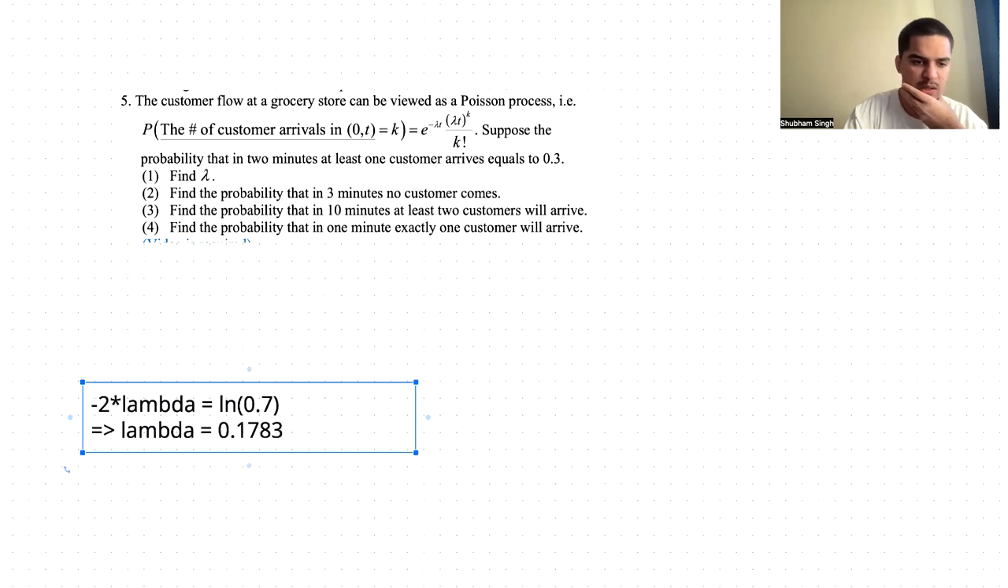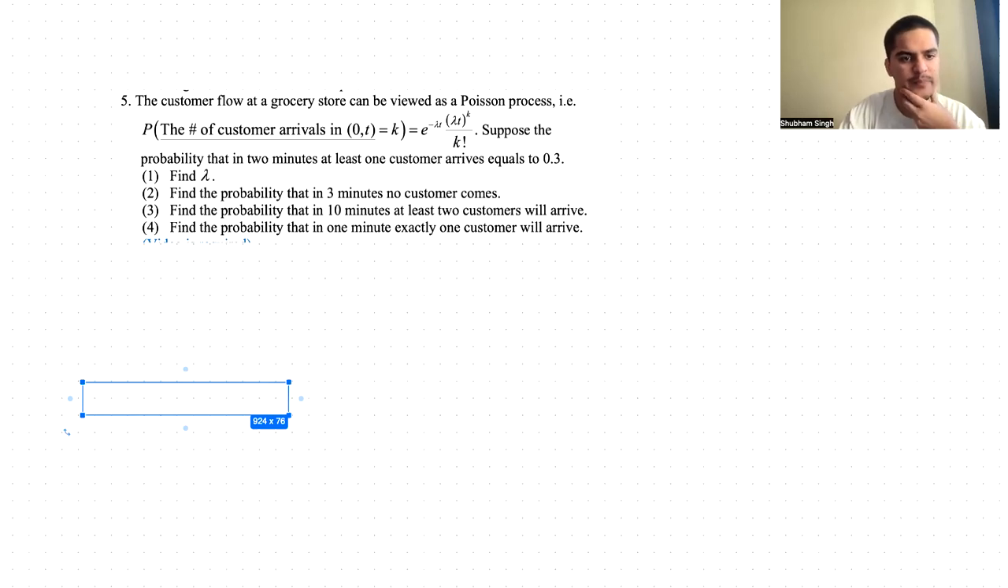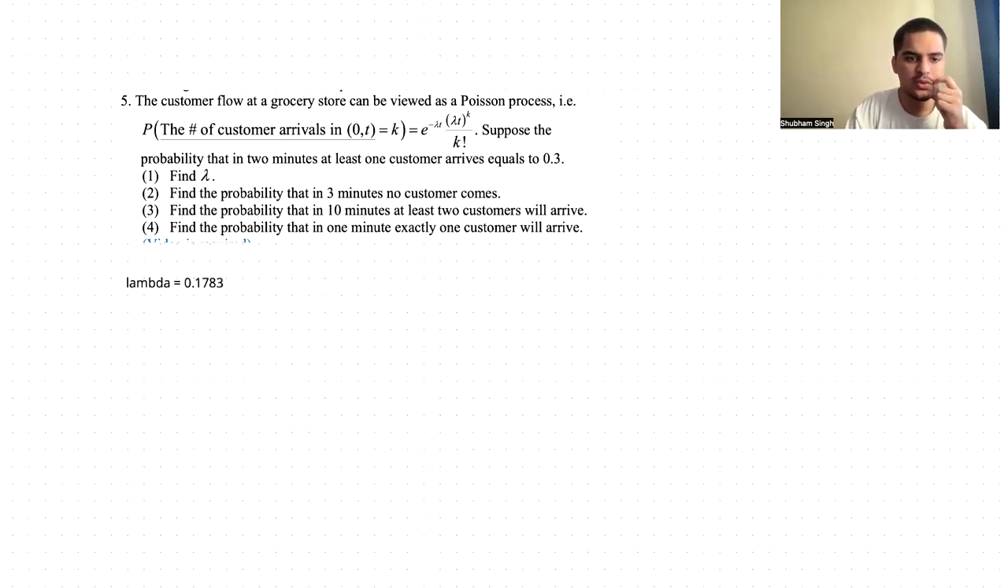So we have the value of lambda for the first part, and I hope it's clear until now. The probability that in 3 minutes no customer comes would be the probability that 0 customers come in 3 minutes.